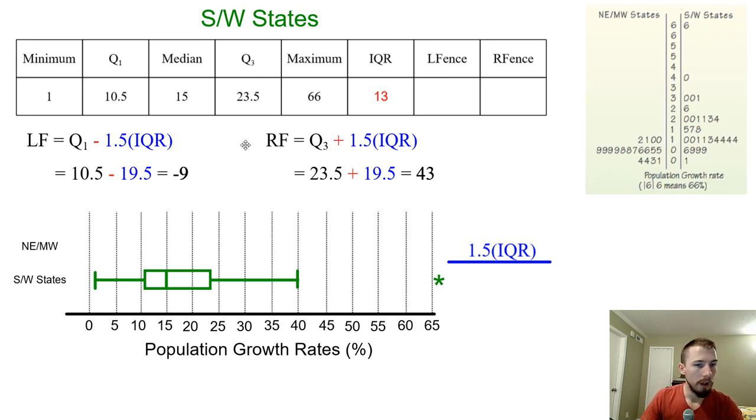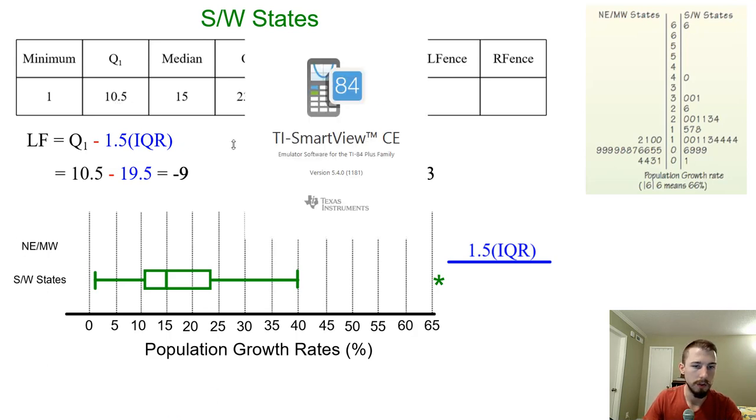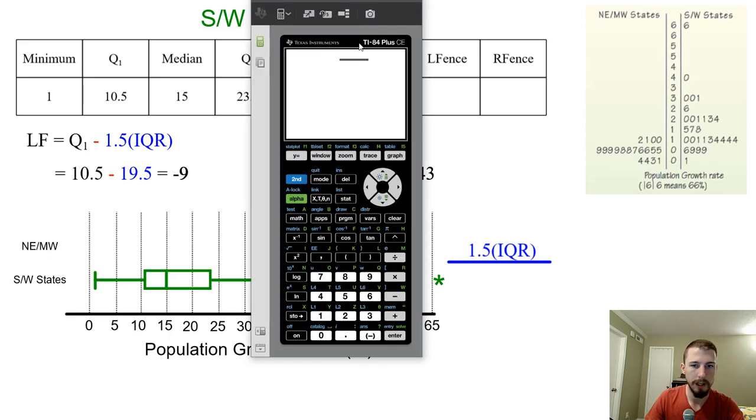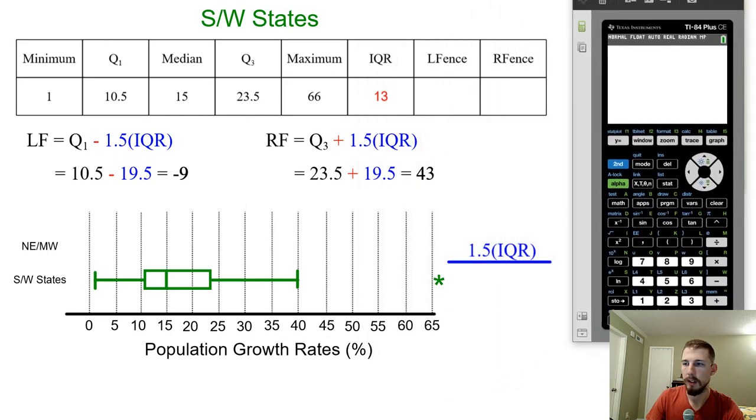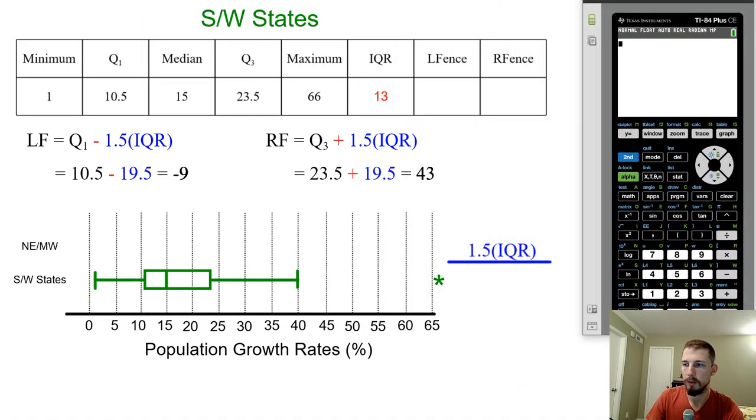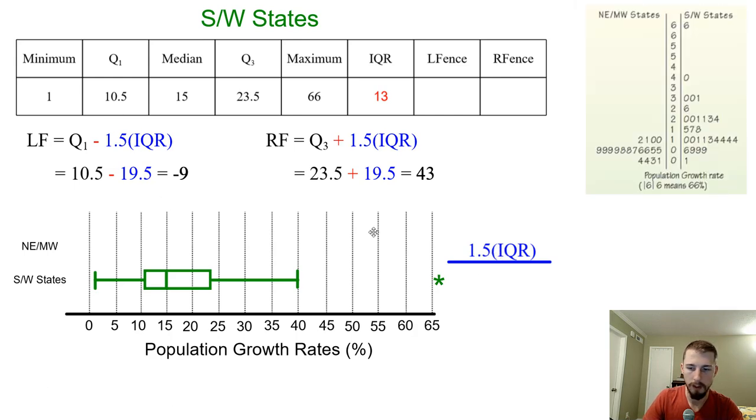All right, so on this one, they give us the minimum, first quartile, median, third quartile, maximum. We have to find the IQR, so we subtract the third quartile minus the first quartile, which is going to leave us with 13. And then we want to calculate the left and right fence to see if we have any outliers. To do that, we do 13 times 1.5, which is 19.5, add it to the third quartile, subtract it from the first quartile, and that's going to give us our values.